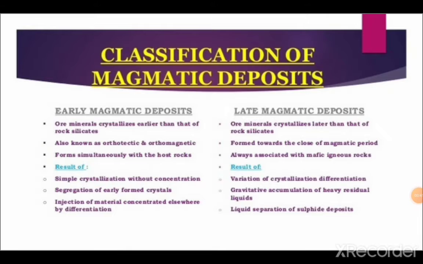This is the difference between early magmatic and late magmatic deposits. The early magmatic deposits are formed in the early stages of the magmatic period. In early magmatic deposits, ore minerals crystallize earlier than the rock silicates.